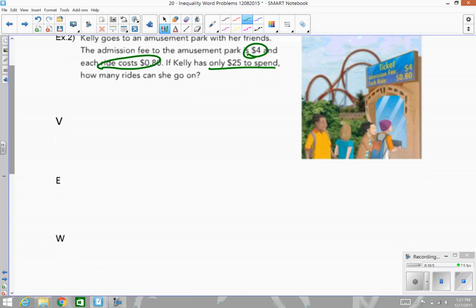Now the way this is worded, it doesn't necessarily lead you to think that you should have an inequality, but if you think about it carefully, you definitely can set up an inequality. Kelly can spend $25 or less. And nothing says that she has to spend all her money, but she cannot spend any more than 25. So we're looking at less than or equal to $25. And that's where the inequality comes in, is knowing that she doesn't have to spend every single penny.